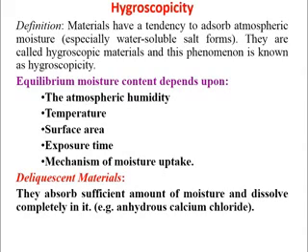So the equilibrium moisture content, that is the absorption of moisture by the drug, depends on the atmospheric humidity, temperature of the atmosphere, surface area of the drug, the exposure time of the drug to the atmosphere, as well as the mechanism of moisture uptake by that drug. So these 5 parameters we have to check.